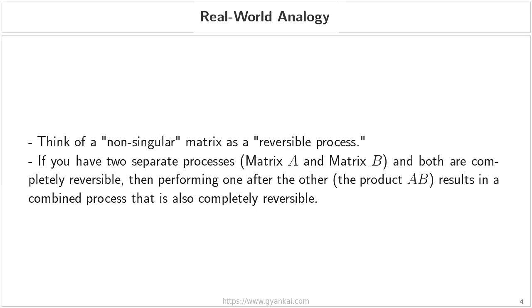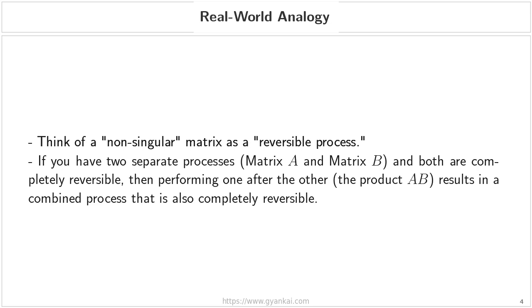Let's call them matrix A and matrix B. If both of these individual processes are completely reversible, meaning they are both non-singular, then performing them one after the other, which is what the product AB represents, results in a combined process that is also completely reversible. Now, before we dive into the heavy calculations in the next few slides, let's take a moment to step away from the numbers and look at the bigger picture with a real-world analogy. In short, if you start with two reversible steps, your final result will never lose that ability to be undone.